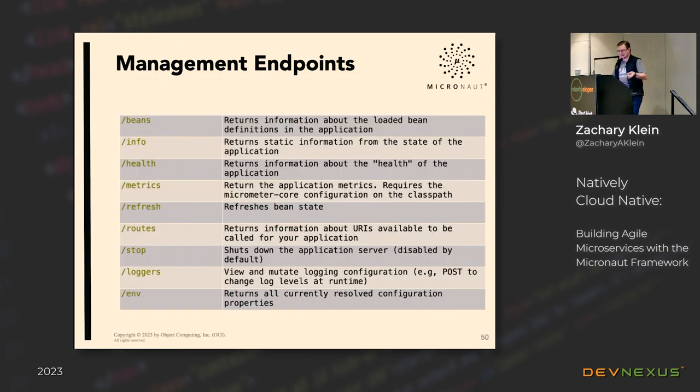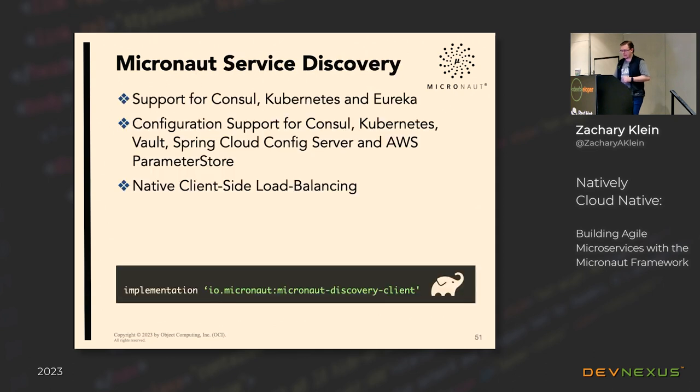So besides health and beans, which I've already mentioned, there's a routes endpoint, there's a stop endpoint, there's loggers. Loggers is cool. You can change your log levels at runtime. That's a really useful feature that I've had a chance to take advantage of. There are also application metrics, and environment, which gives you all of your currently resolved configuration properties. So that whole merged configuration tree is going to show up there, so you can see what's actually been loaded. That's all part of the Micronaut management library.